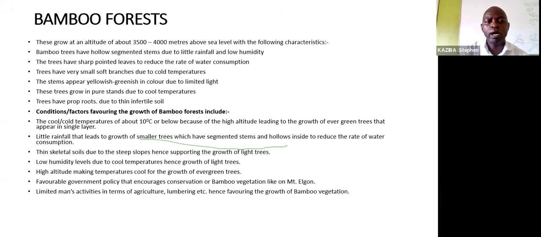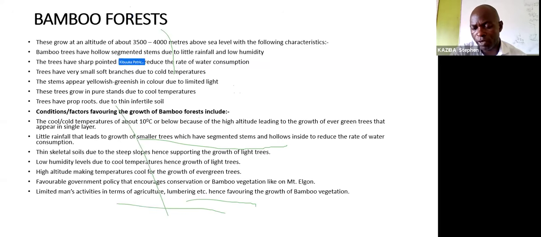Then you also have thin skeletal soils. The soils are so infertile, and because they are so infertile, they can't support the growth of big trees, but rather light trees. Then high altitude leads to very cool temperatures, which favor the growth of those trees. Then supportive government policy, which leads to the conservation of bamboo forests. Then lastly, limited managed activity, which favors the existence of this kind of vegetation.